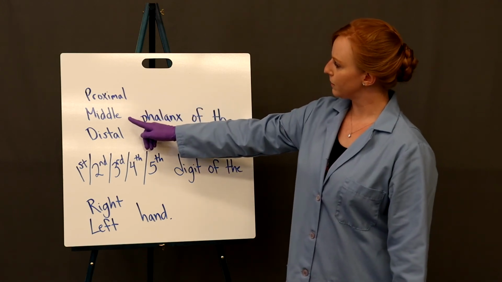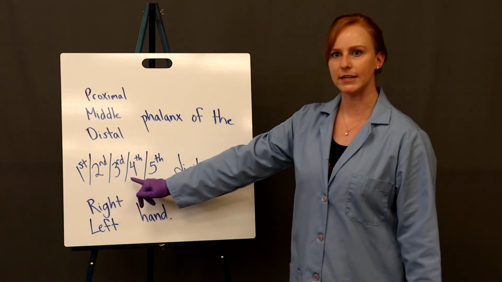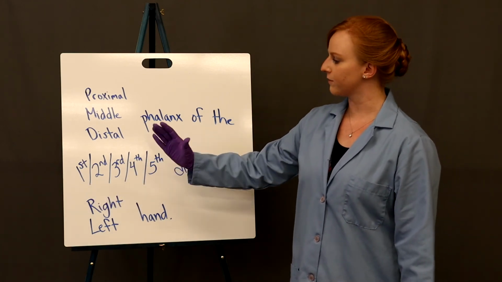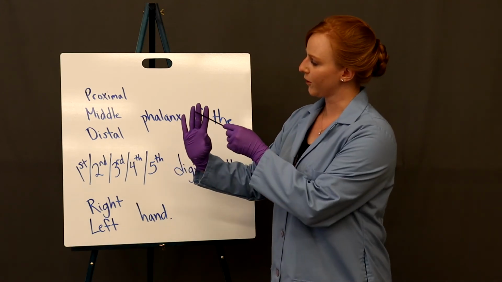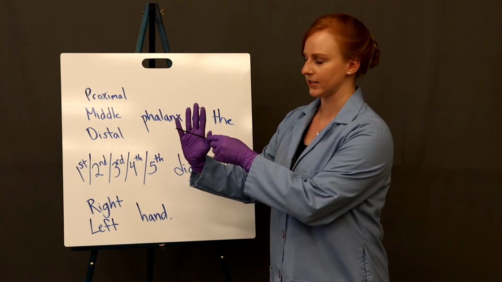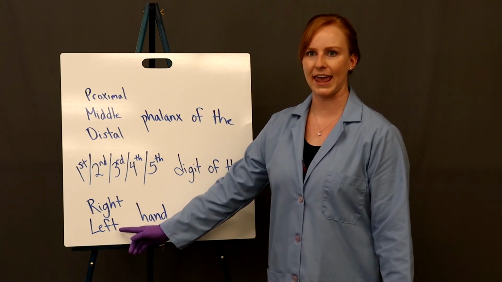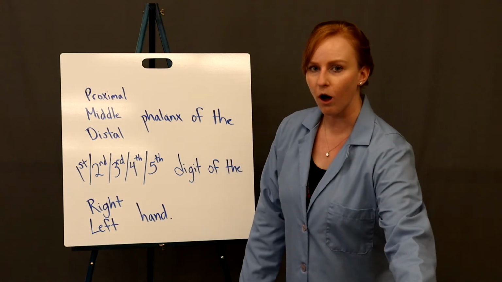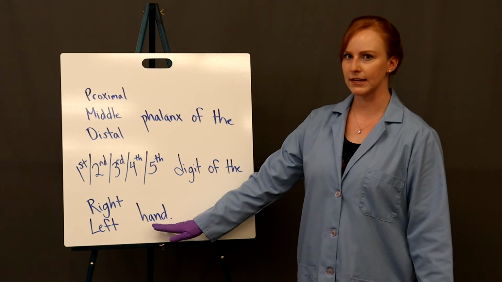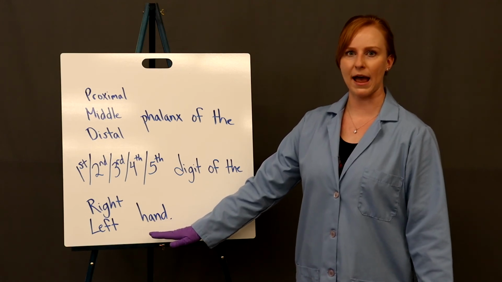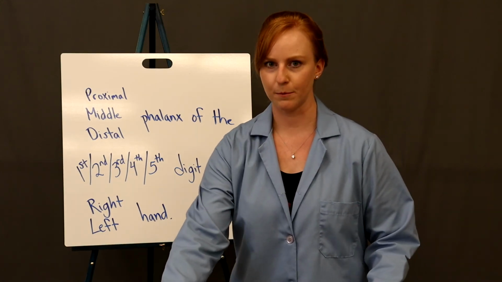Okay, so proximal, middle, or distal phalanx of the, and then you have to tell me what digit it's part of. Is it part of the first digit, second digit, third, fourth, or fifth digit? And then you also have to tell me, is it part of the right or left hand? We'll also, by the way, be using these for feet as well. So I'll show you this first with the hand, but in a future video, we'll refer back to this for the feet as well.